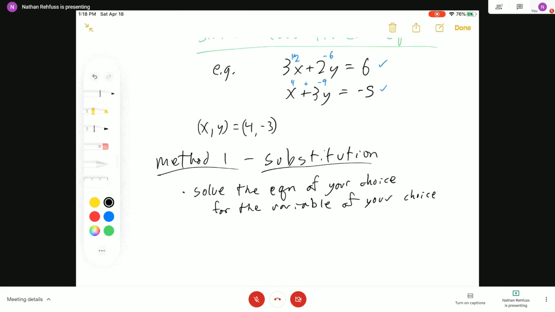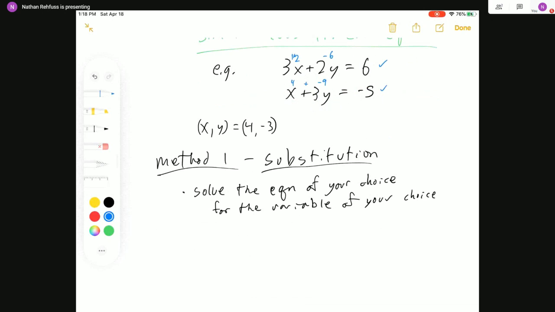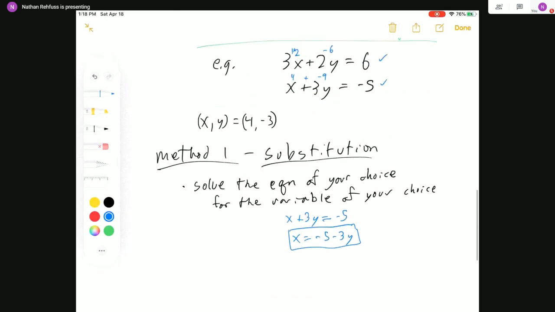Now that fraction is making me uncomfortable, so I'm going to solve the second equation for x. Instead of having x plus 3y equals -5, I'm going to write x equals -5 minus 3y. That's a solution without any fractions. So it's completely up to us which one we pick. I would say go with the path of least resistance. Pick the one that's the easiest to solve and gives the simplest looking answer.